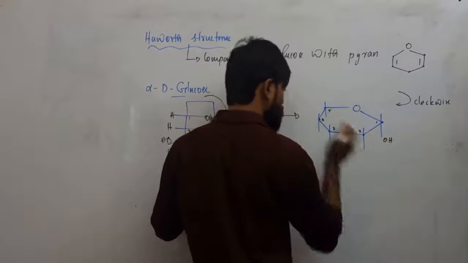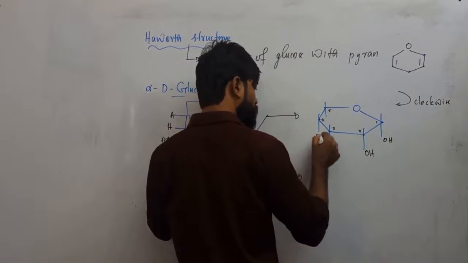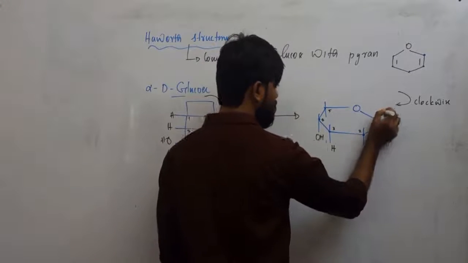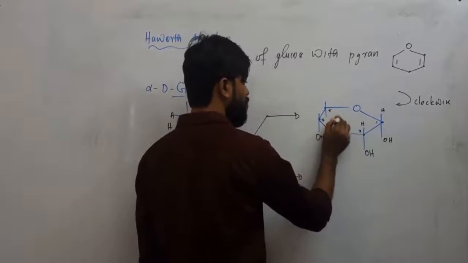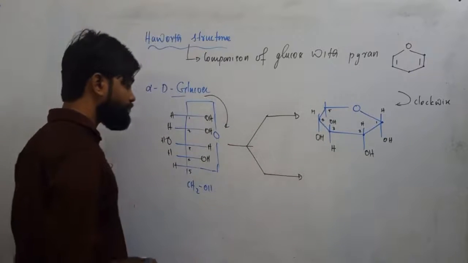First carbon OH on the right side. Second carbon always OH on the right side. Third carbon always H on the right side. Fourth carbon always OH on the right side. And the corresponding valency here will be H, here H, here OH, here H.